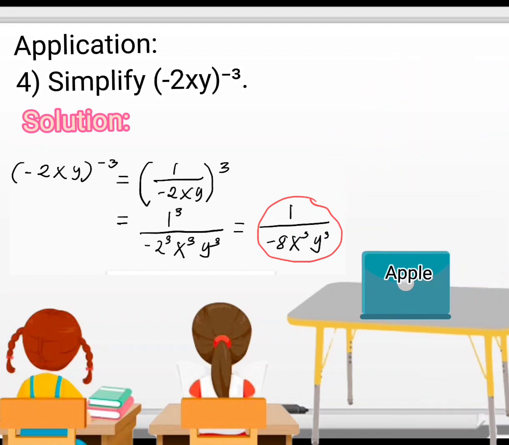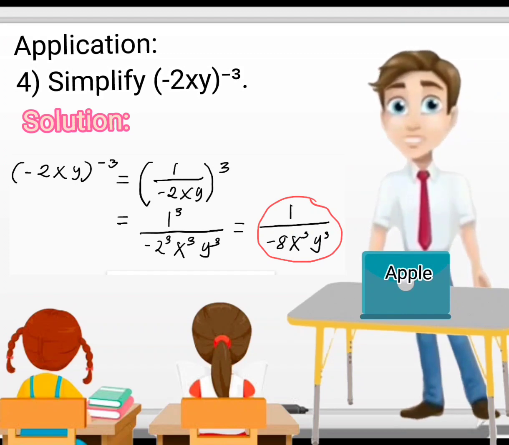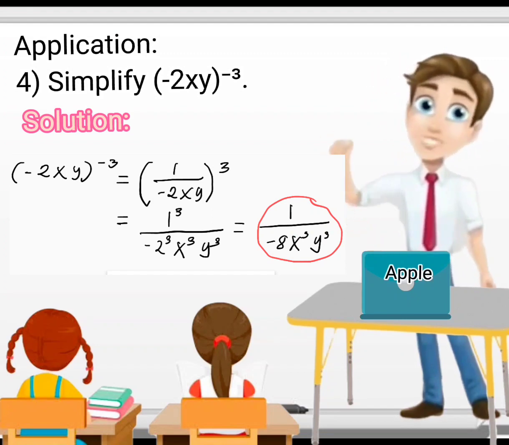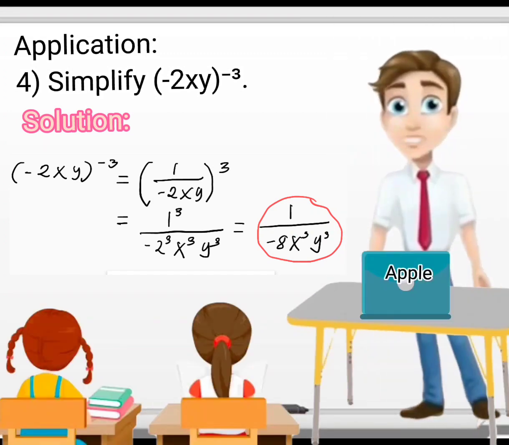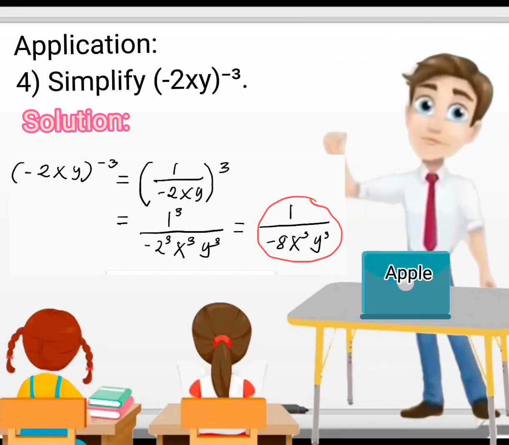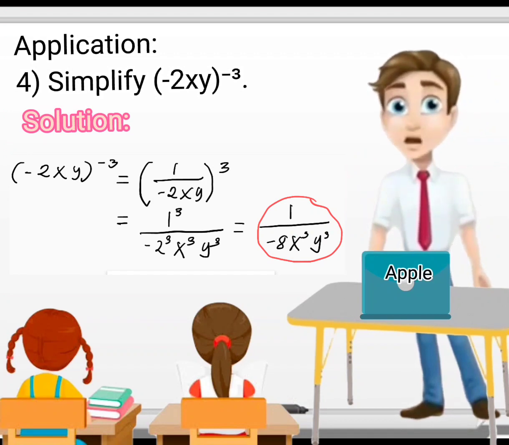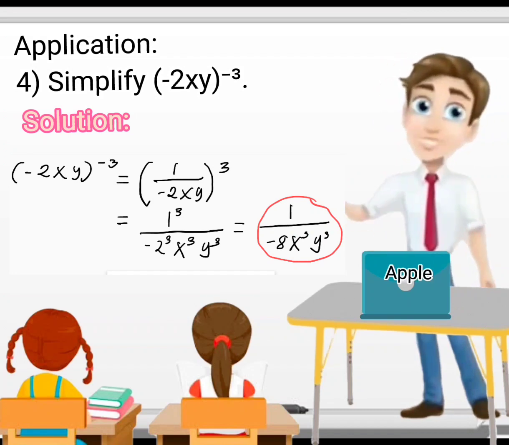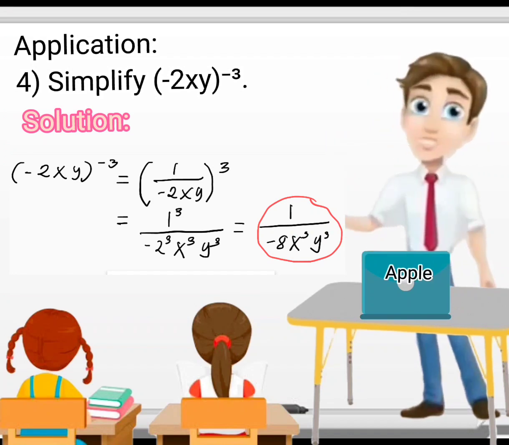Remember, if you already taken the reciprocal of your base, then you're going to change the sign of your exponent, and then after that you're going to distribute your exponent to the exponent of your base. So that is 1 raised to 3, negative 2 raised to 3, x raised to 3, and y raised to 3, because we are going to distribute the exponent outside the parentheses.